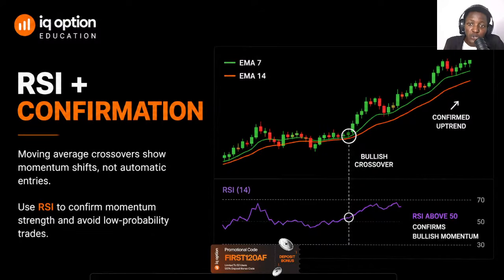So when you're going to open your trade, make sure that price is above line 50 or below line 50, depending on the trend. If it is a bullish trend, price is above line 50, and vice versa. So that's how we use RSI, and that's what RSI stands for.